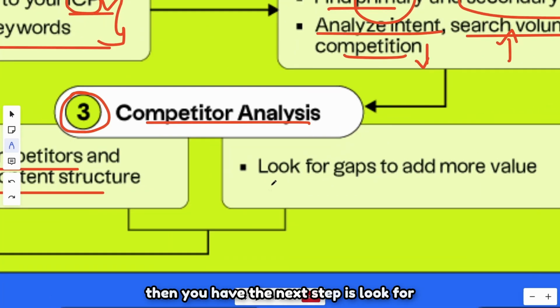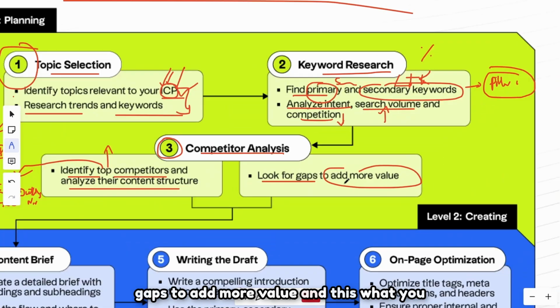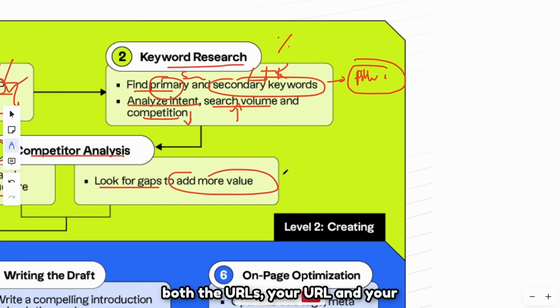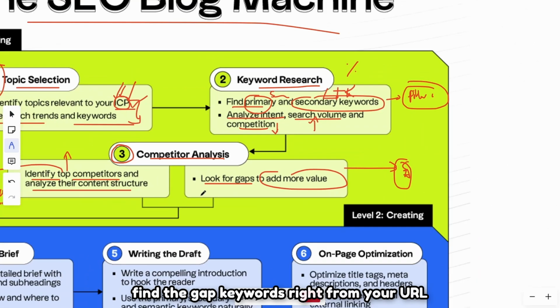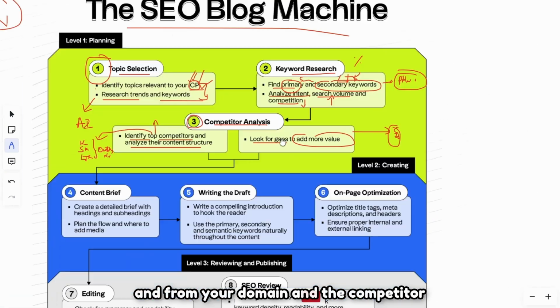And then the next step is to look for gaps to add more value. What you can do is simply take both URLs, your URL and your competitor's URL, to Semrush or Ahrefs, and it will find the gap keywords between your domain and the competitor's domain.